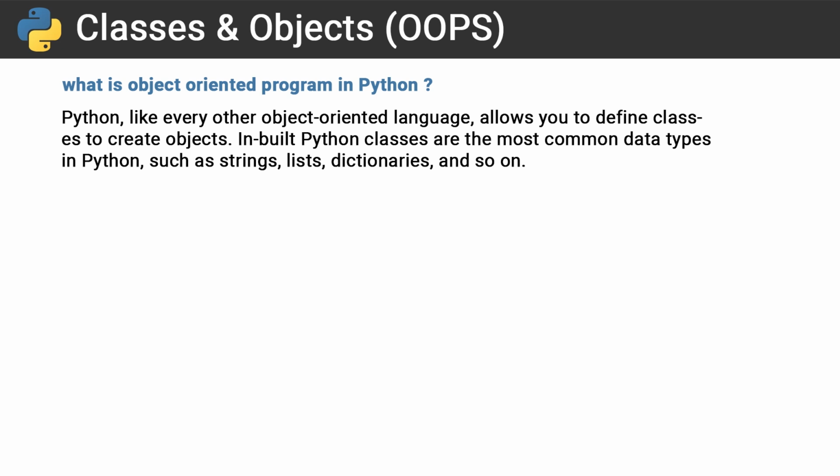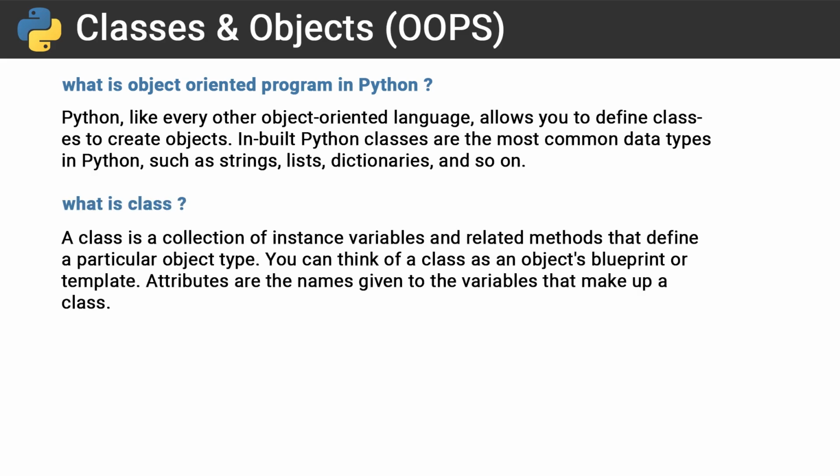Now, what is object-oriented programming in Python? Like every other object-oriented programming language, it allows you to define classes and create objects. And inbuilt classes are the most common data types in Python, such as string, list, dictionaries, and so on.